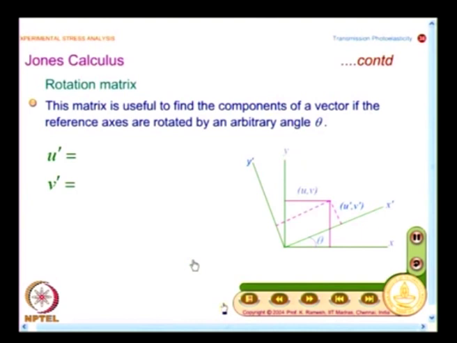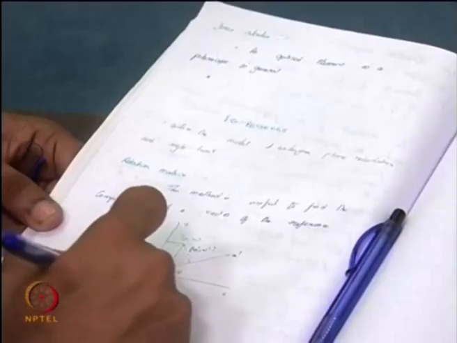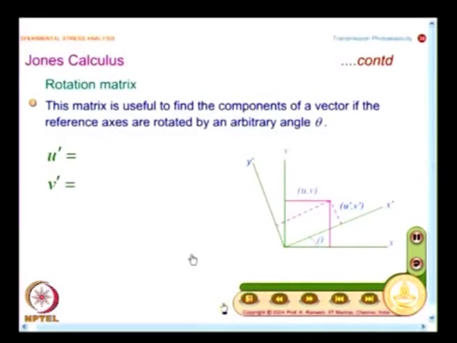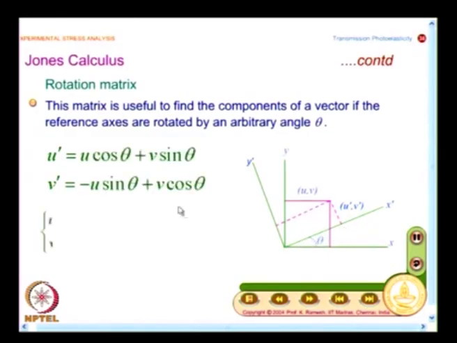It is not difficult. If you start writing all this in the class, then revising your notes becomes a lot simpler. It is only remembering what you have done in your earlier courses, and it is fairly straightforward. So, I am going to have u prime as u cos theta plus v sin theta, and I have v prime as minus u sin theta plus v cos theta, and this you would have done in your earlier courses. It is only recalling what you have learnt, and this could be represented as a matrix operator.